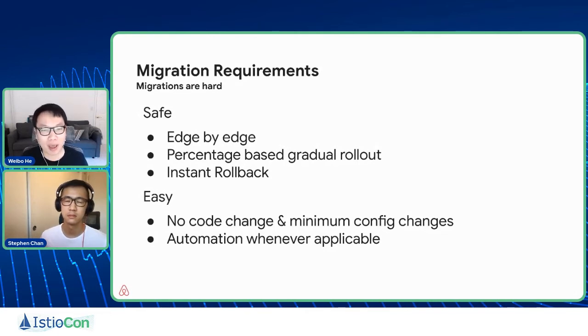And for critical edges, we support percentage-based traffic shifting from SmartStack to the new service mesh, allowing side-by-side comparison of error rates and latency. In case anything goes wrong, service owners can quickly roll back. Throughout the migration process, we provide tooling to generate the migration configs automatically.